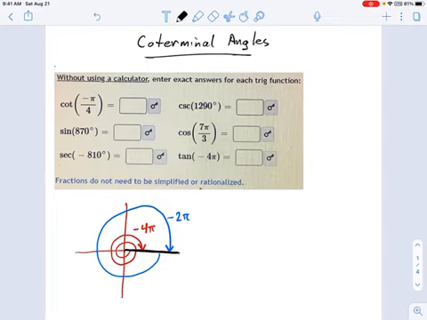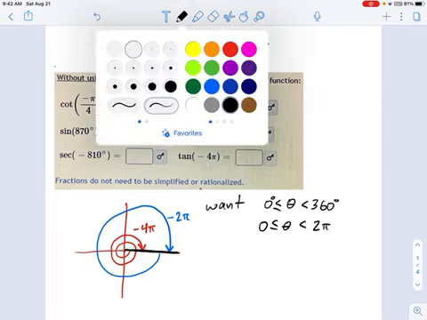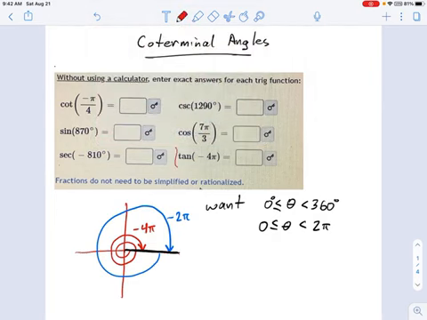So, when you're looking for coterminal angles, here's what we want. We want theta greater than or equal to 0, but less than 360 degrees. Or if you're in radians, that's greater than or equal to 0, but less than 2 pi. So the question is, let's start with tangent of negative 4 pi, since I already kind of drew that picture.